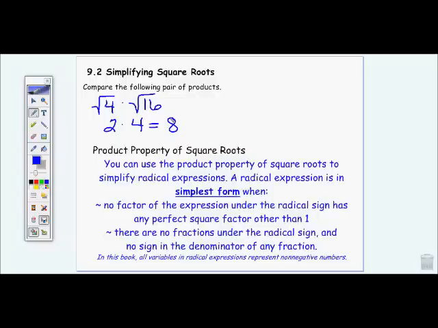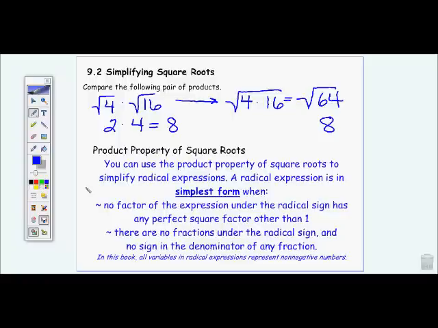Now we're going to show this in a different form. If I instead did the square root of 4 times 16, the first thing I'm going to do is simplify what's under the radical sign. That's the same as the square root of 64, and the square root of 64 is also 8. 8 times 8 equals 64.